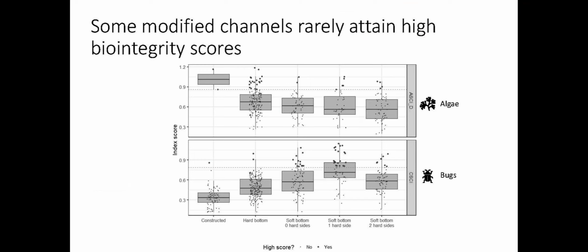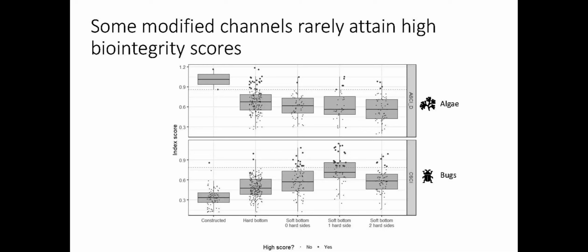Last year, I presented some work where we looked at the relationship between our biointegrity index scores in these different channel types, looking at our algae index, the Algal Stream Condition Index, or ASCI, versus our bug index, the California Stream Condition Index, or CSCI. And we're finding that the bug index tends to be very limited, very low in our hard bottom channels, whereas when you look at our algal index, it's really the soft bottom channels where there appear to be really strong limitations.